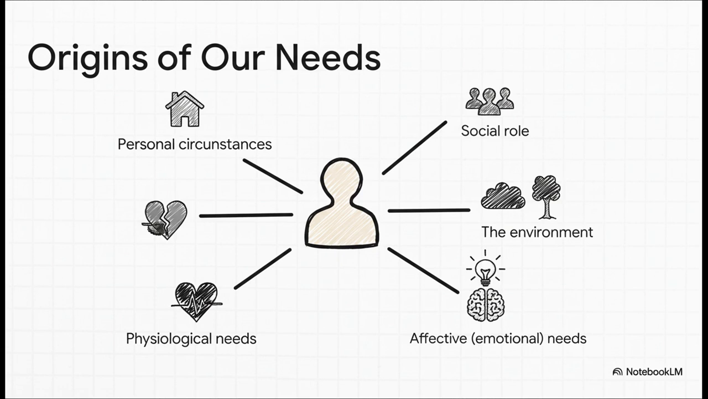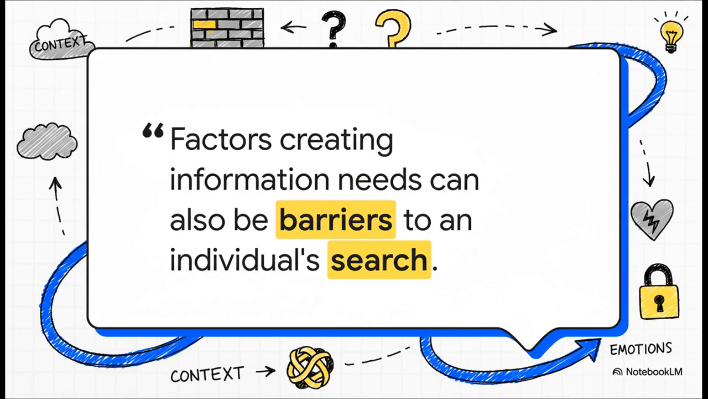Your personal situation, your job or your role in the family, the very environment you live in. But it goes even deeper to things like physiological needs, like your health, or affective, emotional needs, like anxiety, and even cognitive needs, like just really wanting to understand something. And this is probably the most powerful insight from his work. The very things that create the need for information can become the barriers to finding it. For example, the stress of a health problem, that's a physiological need, can make it emotionally really difficult to search for and process medical info. Your context isn't just the starting point, it's the entire landscape of your search.